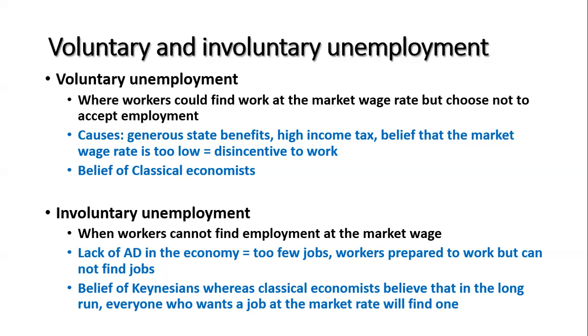So you could argue that whenever there's a fall in aggregate demand, i.e. a fall in consumption, which is a component of aggregate demand, if consumption falls, then therefore there will be a fall in the demand for labour. This is the belief of the Keynesian economists, whereas classical economists believe that in the long run, everybody who wants a job at the market wage rate will find one.